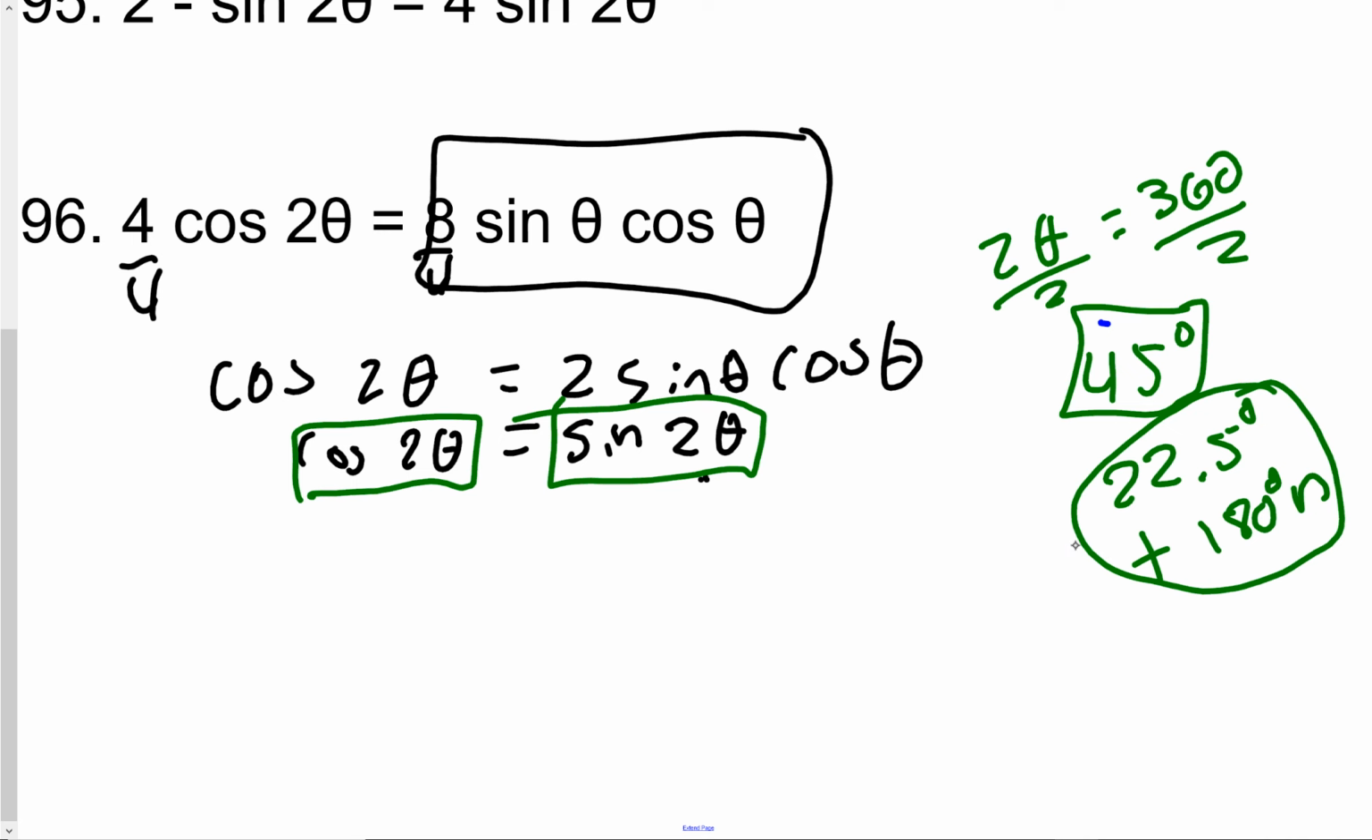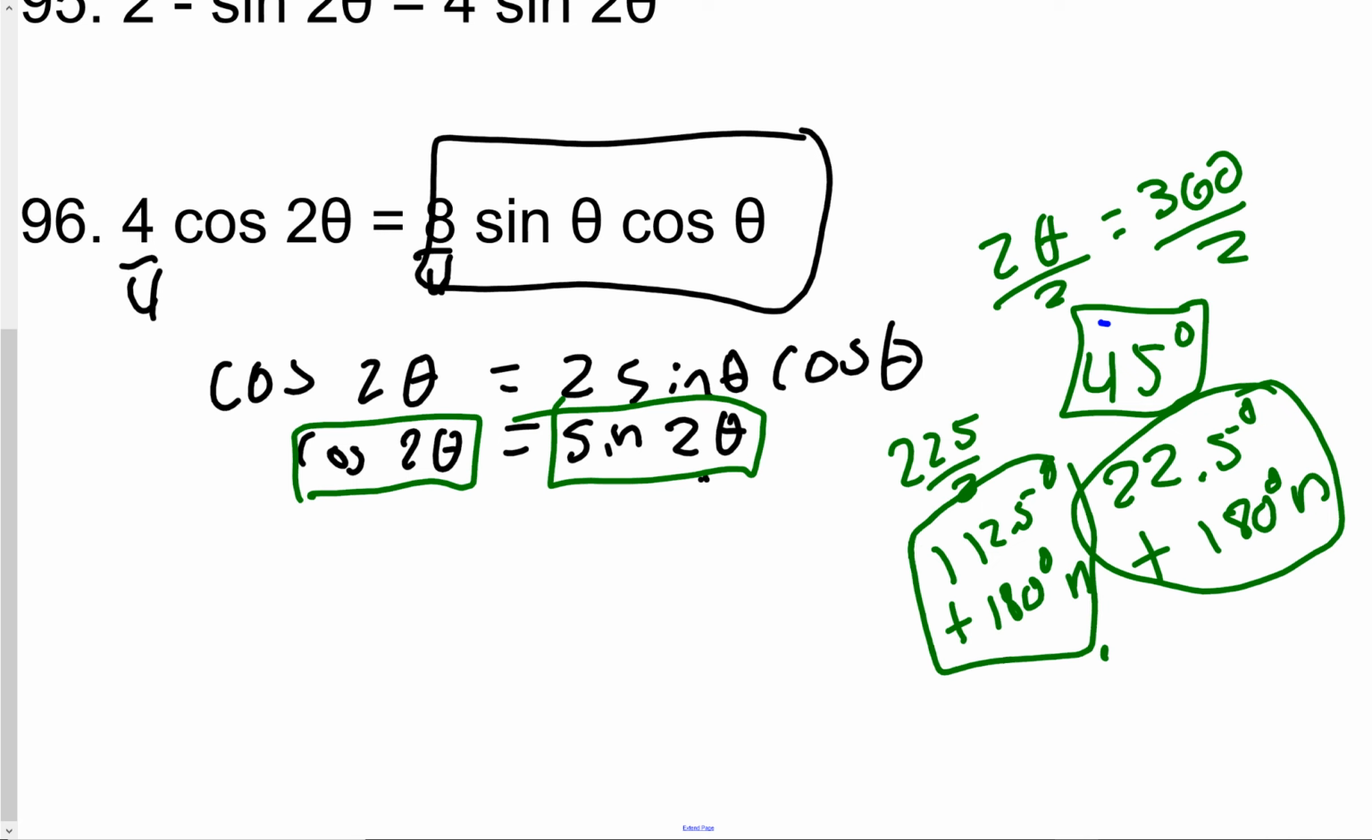Another way to look at this is, I'll also get an answer at 225 as well, right? So 225, divide that by 2 is 112.5. So 112.5 degrees plus 180 degrees n. So those are your two answers.